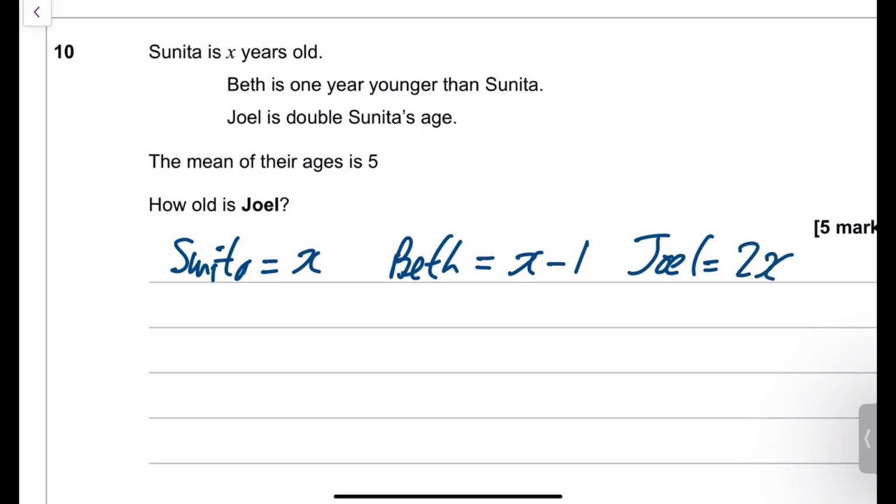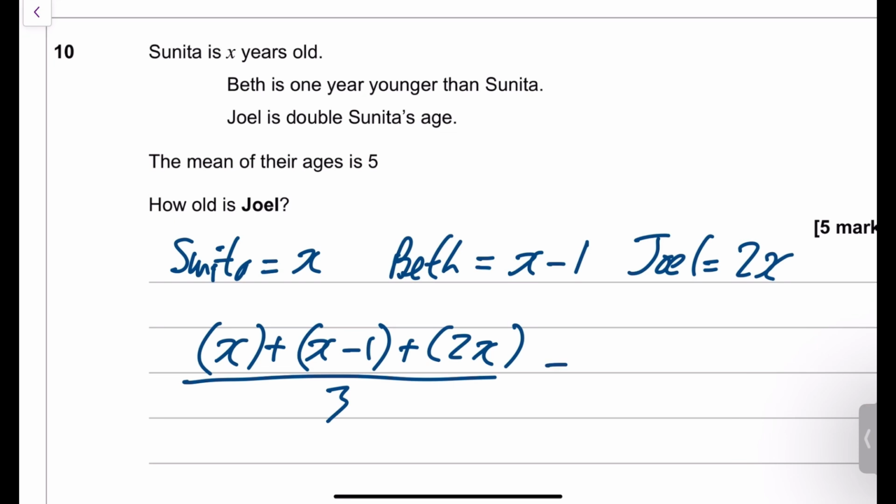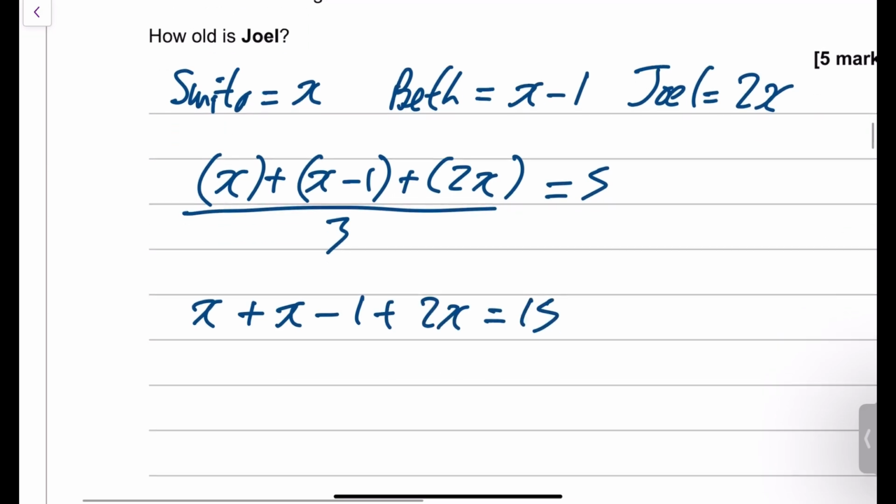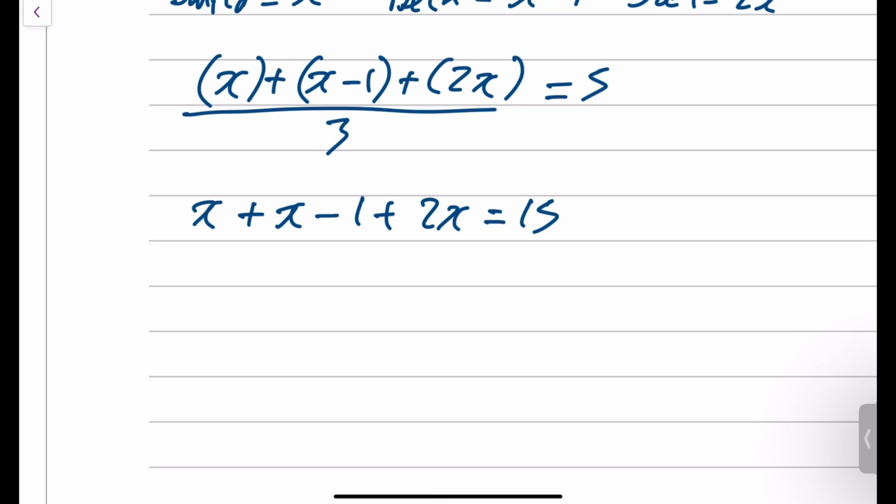The mean for ages is 5. Okay, right. Good question. So how you get the mean is 5. That means if you add all of their values up, I'll put them in brackets, and divide by 3, you get 5. So cross multiply by the 3, you're just going to be left with x plus x minus 1 plus 2x. 3 times the 5 is 15. Tidy up time, you've got 4x minus 1 is equal to 15.